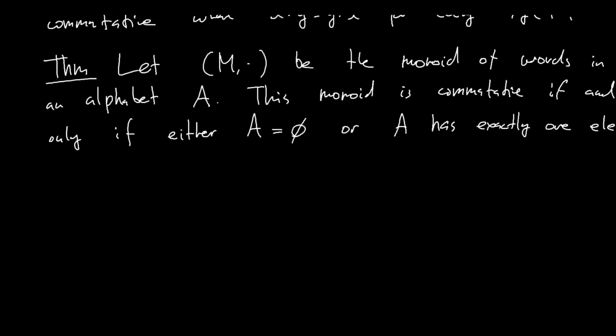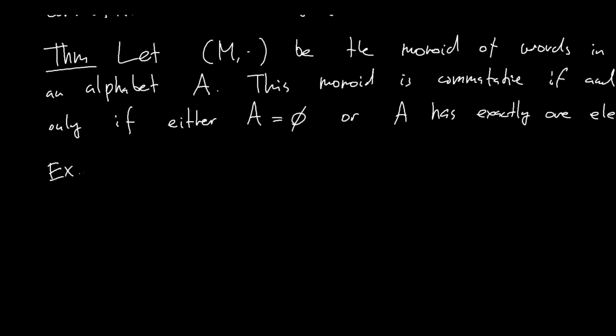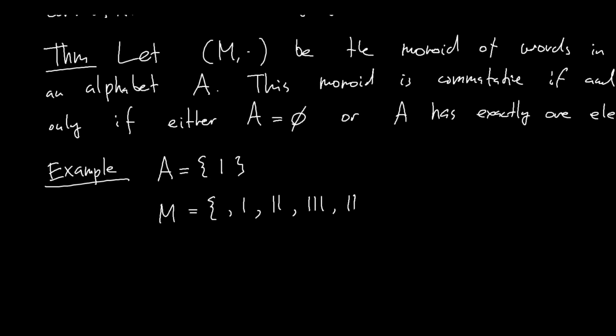I would now like us to look at this example in more detail. The example when A has exactly one element. Consider A to have exactly one element, and let me call that element a stick. Okay? Then what are the elements of the corresponding monoid of words? We have the empty word. We have the letter stick, right? We have a word where we concatenate stick with itself. 2 sticks, 3 sticks, 4 sticks, 5 sticks, and so on.